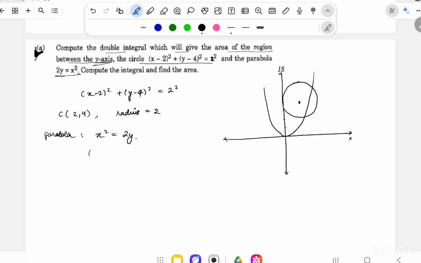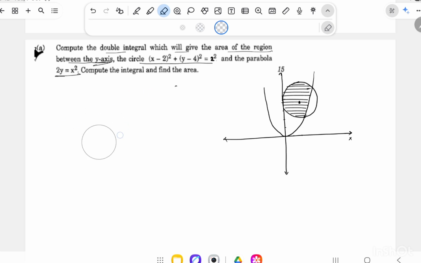Now first thing, in order to evaluate this, we need to get an idea of the intersection points of the parabola and the circle. So the area we are supposed to evaluate lies in between the y-axis, the circle, and the parabola. So basically the area is this area, the area that I am shading with black color. So this is the area whose double integral we need to evaluate. So in order to evaluate that, we need to know the intersection points of the given circle and the parabola. So for that, first let's just solve these.